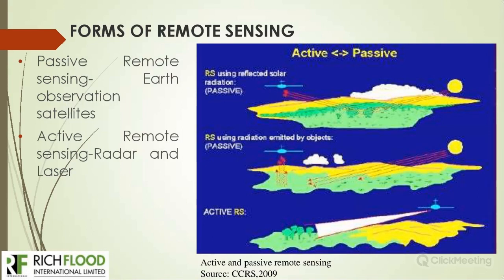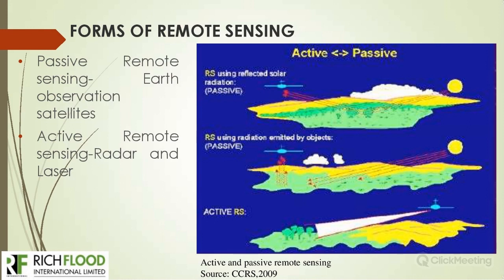And the second diagram after the first one shows another form of passive remote sensing, whereby the object itself emits its own energy, unlike the first one, which depends on the reflection of the light from the sun. The object itself emits its own energy, which is sent to the sensor and recorded by the sensor.